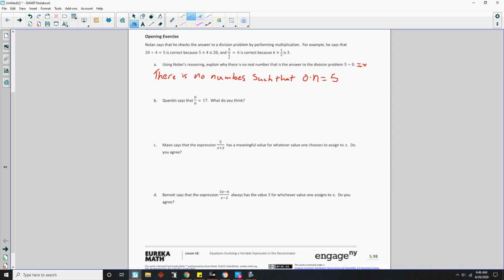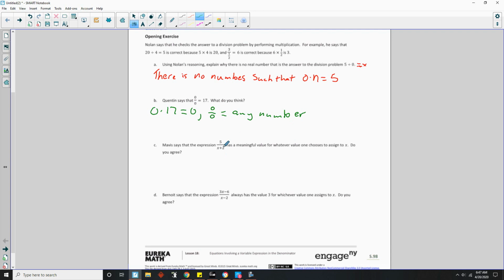All right, part B. Quentin says that 0 divided by 0 equals 17. What do you think? Okay, well, it's true that 0 times 17 equals 0. If you think about 0 over 0, that's anything divided by itself. That should equal 1, so therefore that should equal any number. But again, if we have a 0 in our denominator, we can't have any zeros.